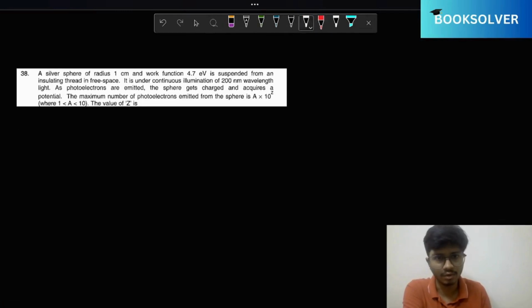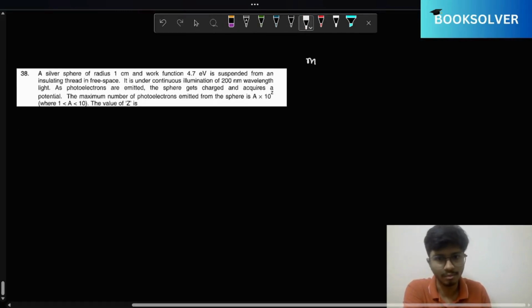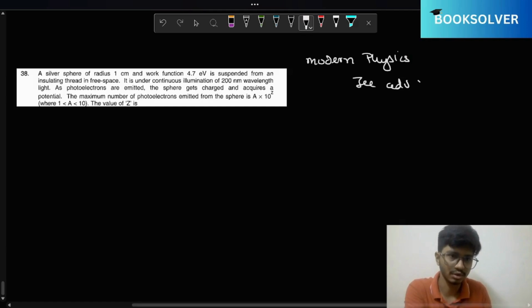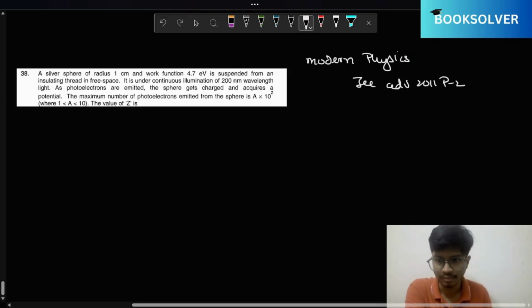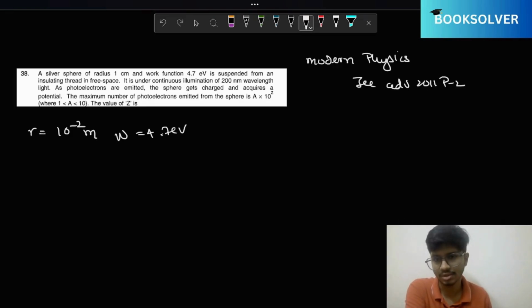Hello everyone, the given question is from the topic of modern physics. Question is from JEE Advanced 2011 paper 2. So in here we have a silver sphere of radius 1 centimeter, right? Work function is equal to 4.7 electron volts, insulated and thread free in a free space. It is under continuous illumination of this much wavelength.